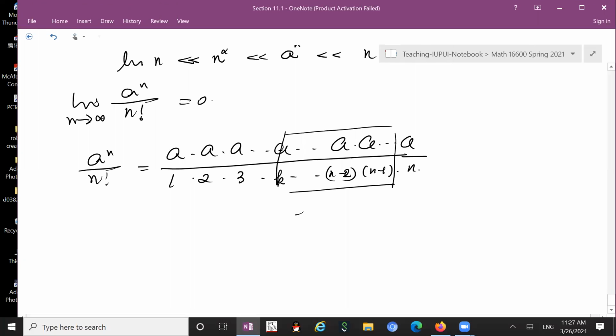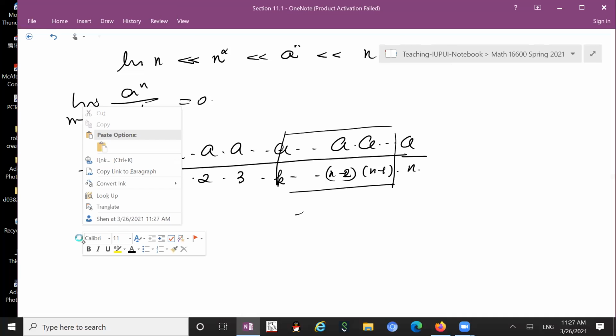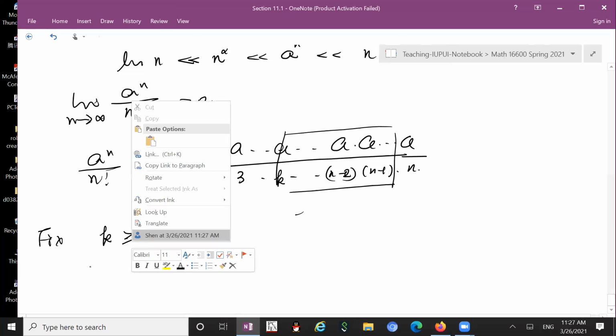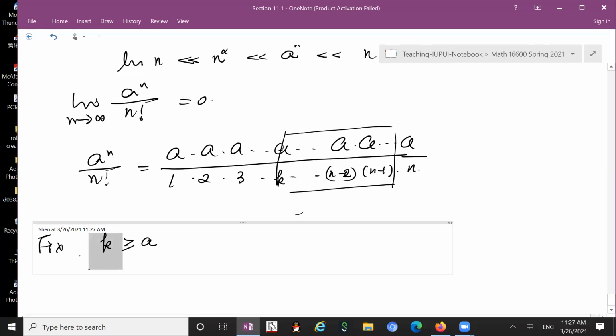So I want to make sure I choose a k so that k is greater than or equal to a. Fix k. That's okay, right? This is a finite number. It does not depend on n.